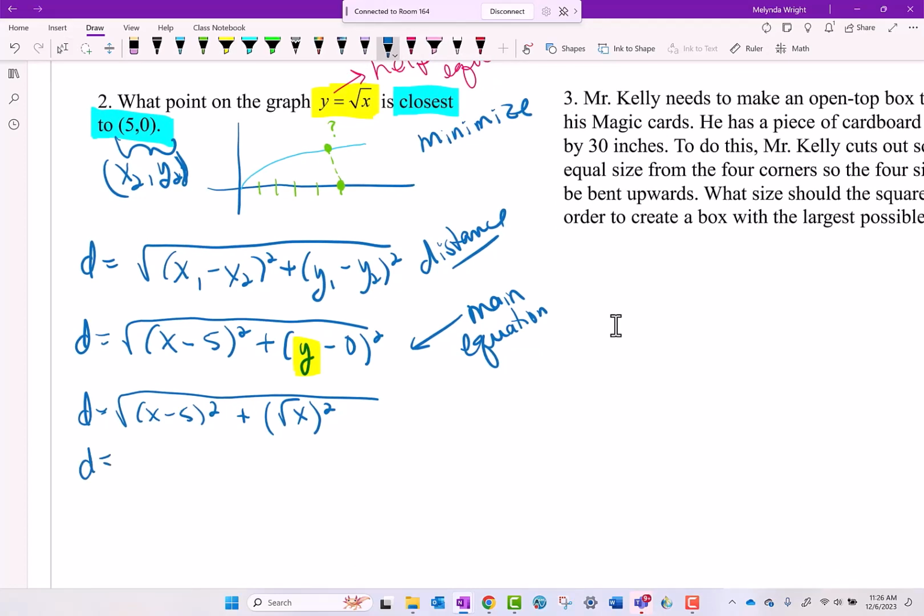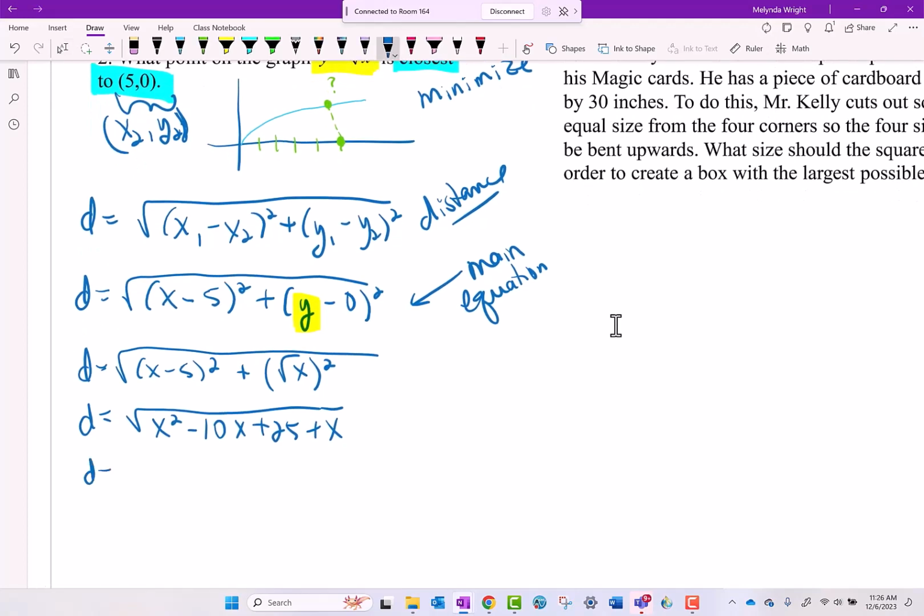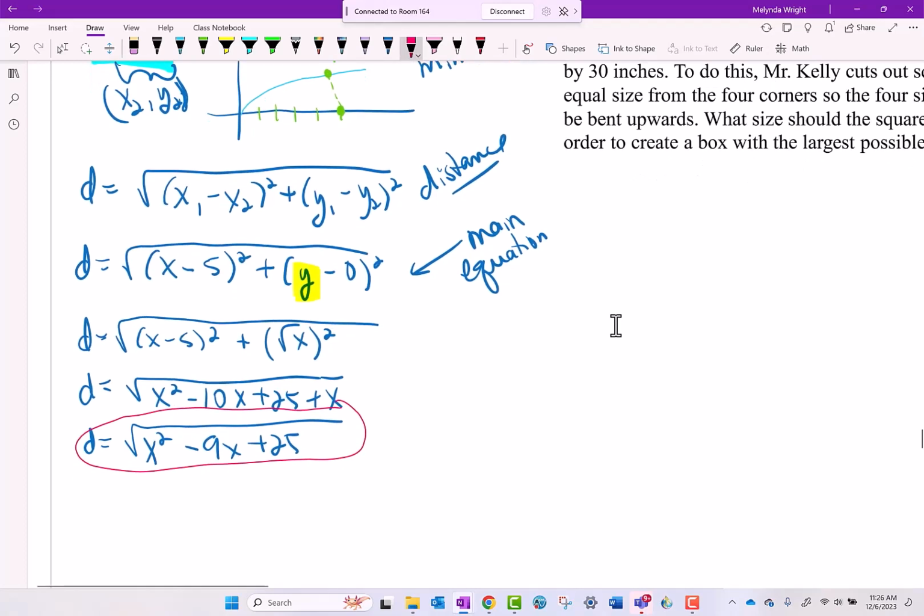So let's clean it up a bit. That's a bit too much. So I would FOIL this out. That would give me x squared minus 10x plus 25. And then the square root of x squared is just x. Again, I'm just cleaning it up, getting it ready to take my derivative. So I've got x squared minus 9x plus 25. And this is the equation right here that we would maximize.